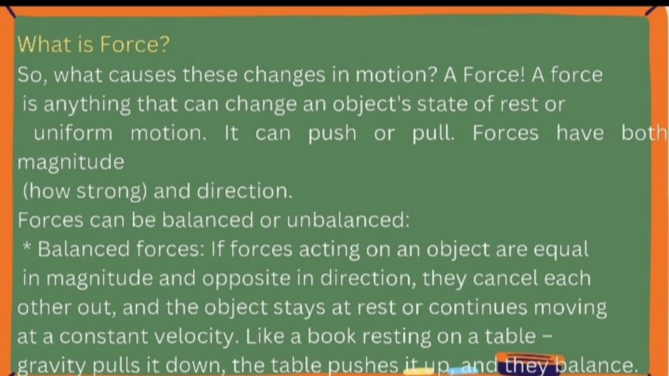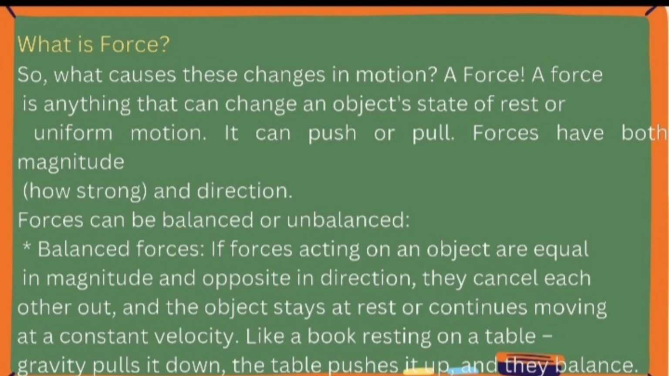What is force? So what causes these changes in motion? A force. A force is anything that can change an object's state of rest or uniform motion. It can push or pull. Forces have both magnitude, how strong, and direction. Forces can be balanced or unbalanced.